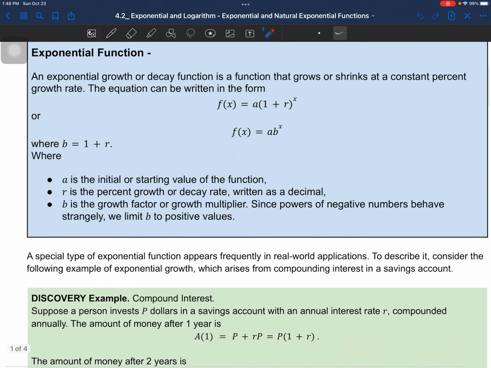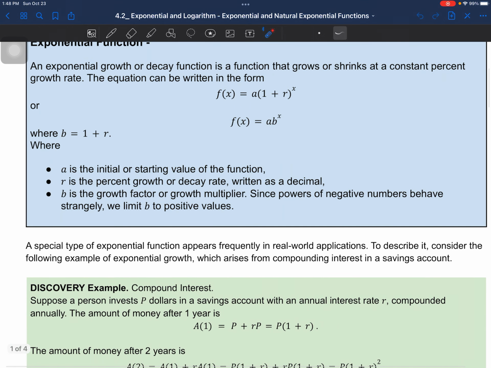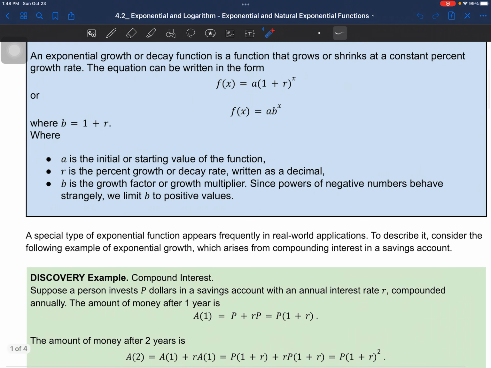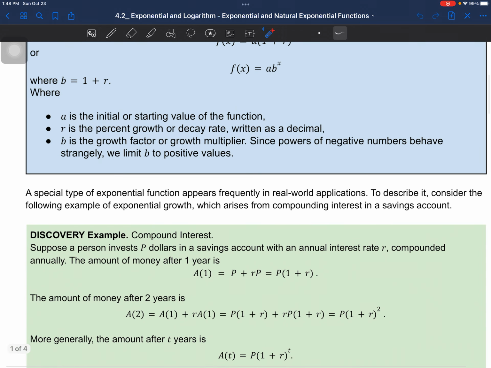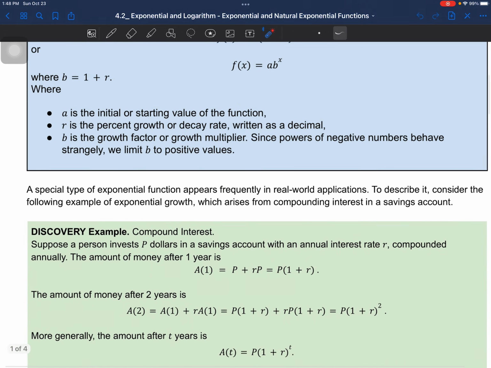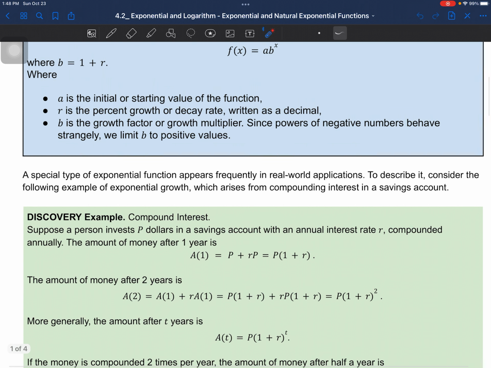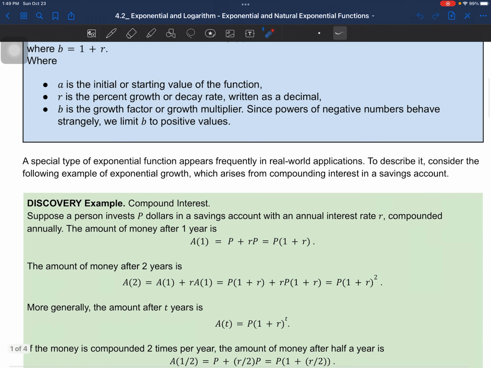A tends to be the initial or starting value of the function, and then r is the percentage growth or decay rate, which is written as a decimal, right? B is the growth factor or the growth multiplier. Since powers of negative numbers behave strangely, we will limit b to be a positive value. So we'll assume that b is always positive, and that's pretty much it, right?